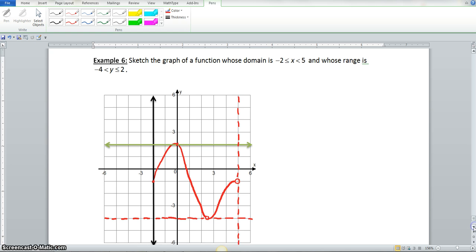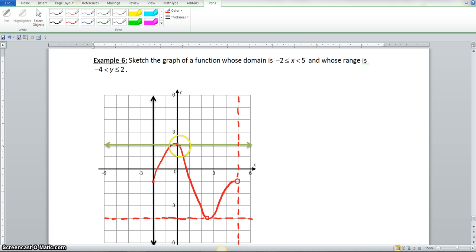Now if you notice here, I have a solid line here, and I have a broken line here. Solid line means that this value is included. A broken line means that this value is not included. Okay, now we go to the range. The range says that -4 is less than y, and also y is less than or equal to 2.